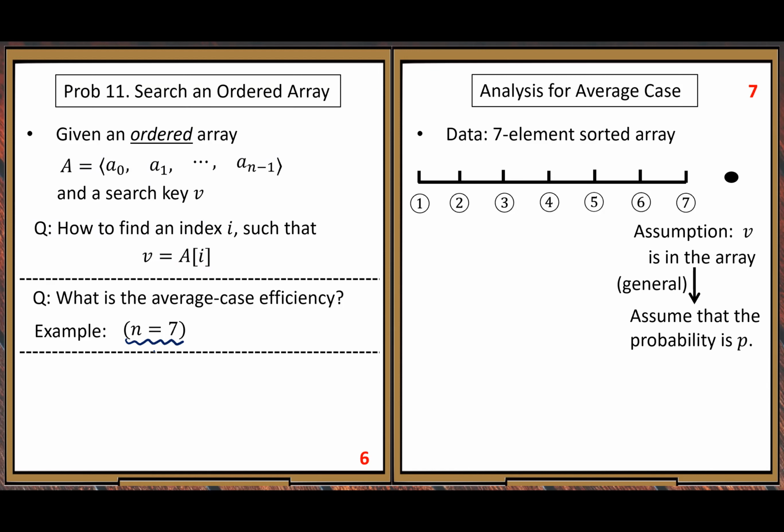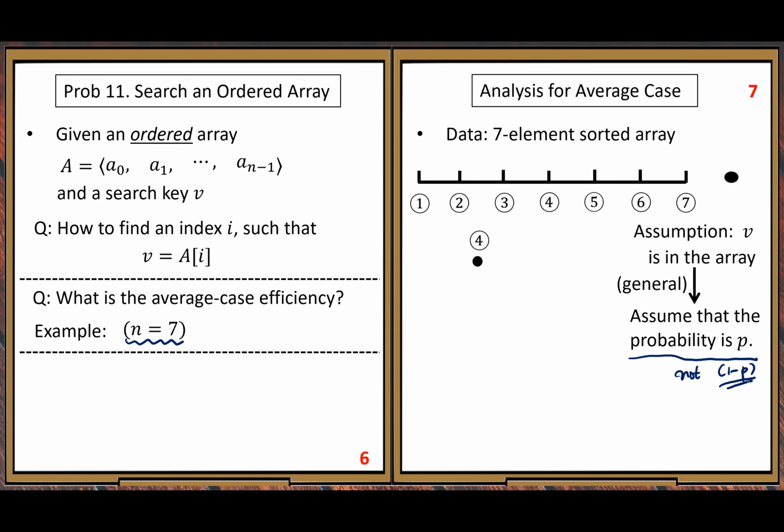For the general case, V is not necessarily in the array. There is a probability P that V is in the array, and 1 minus P that it is not in the array. In general, we should consider this situation. But here, let us consider a simple case. We assume V is in the array. So then let me draw the diagram.